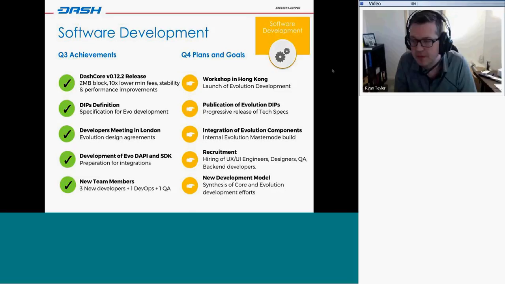Moving forward, next week we've got a workshop in Hong Kong planned for developers, and that's going to be our launch of Evolution development, as well as wrapping up any internal DIPs review. And so we're going to begin the finalization process for that and really get Evolution kicked off there.